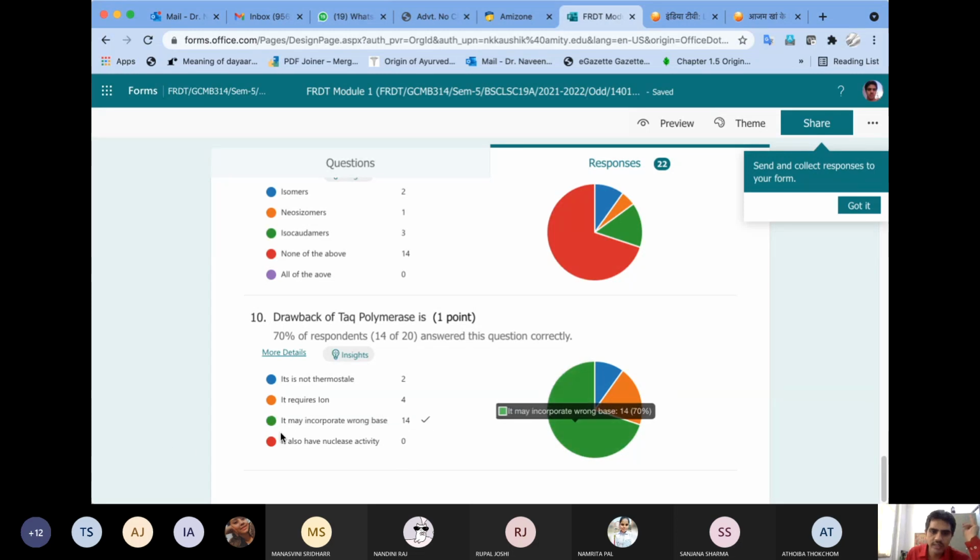And the answer is that it may incorporate a wrong base. This is the drawback. We do not have the proofreading activity. That's why, for all applications, you can't use it. This is the drawback of it. This is the limitation of this Taq polymerase. It may incorporate a wrong base.